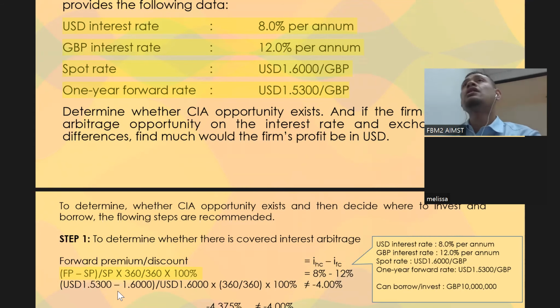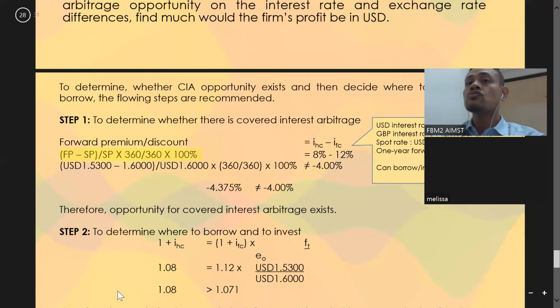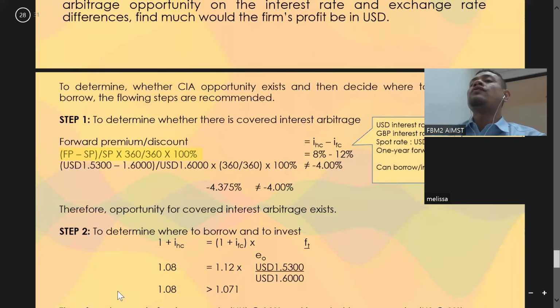For 1 British pound, the British pound is the foreign currency. That is almost always the case. So when you get the answer, if the answer is not equal, that means there's an opportunity for covered interest arbitrage.